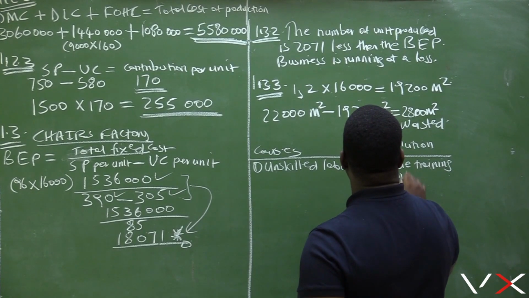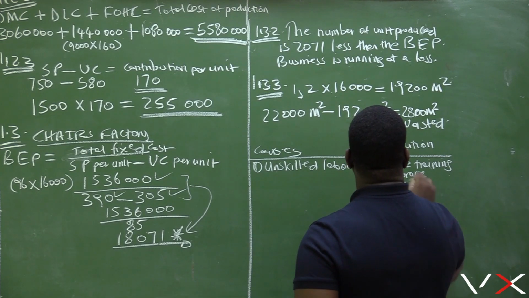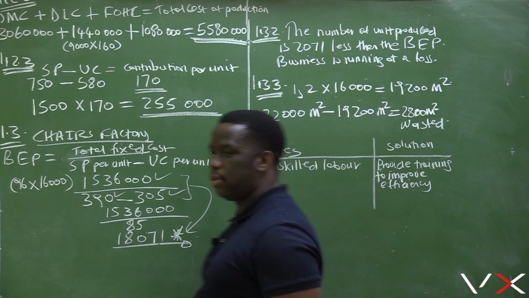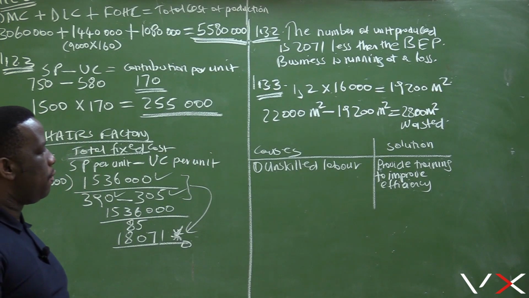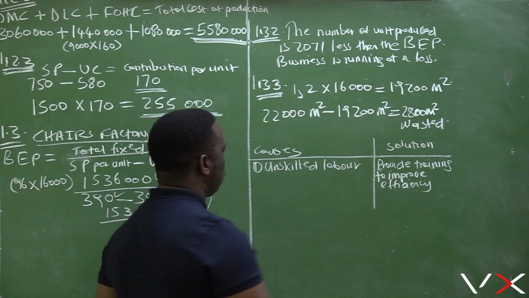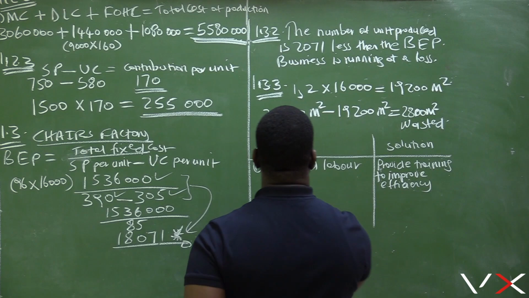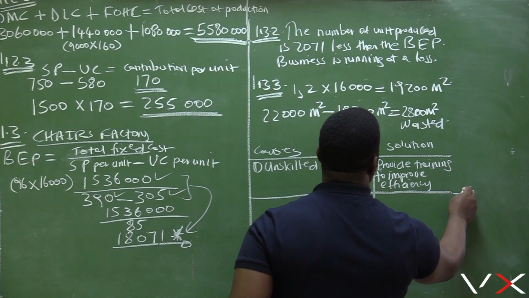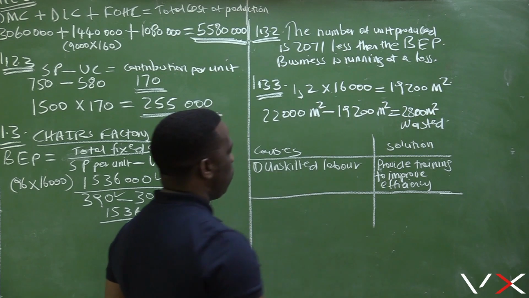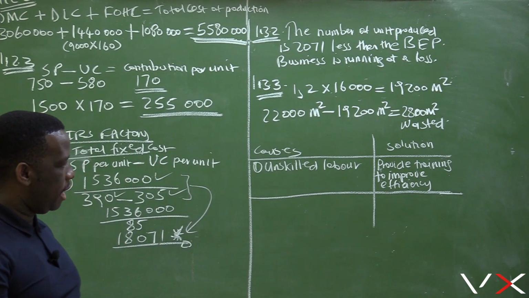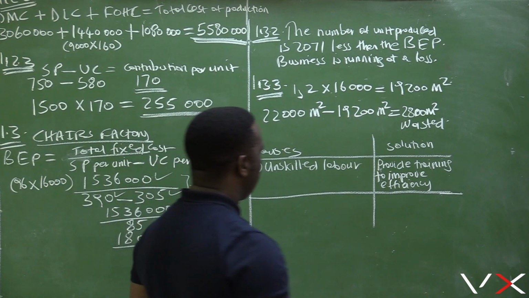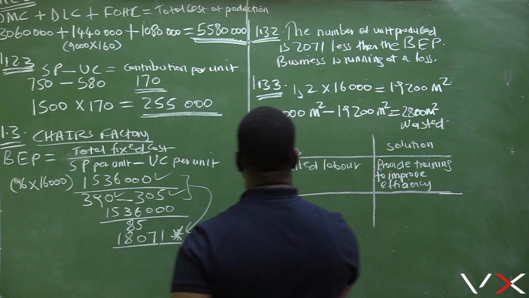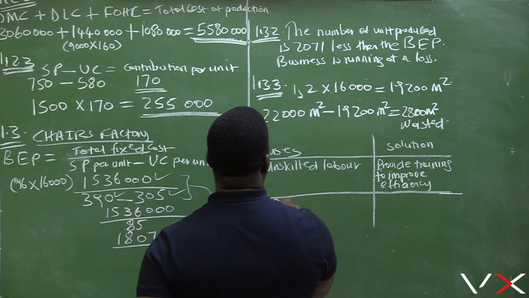To improve efficiency, we need to send our workers for training so that we can improve their skills, and therefore that will minimize wastage. We want to do away with wasting of material, and we are assuming that one of the causes of this wastage might be that we are using unskilled labor, and therefore we need to provide training to these workers to improve efficiency.